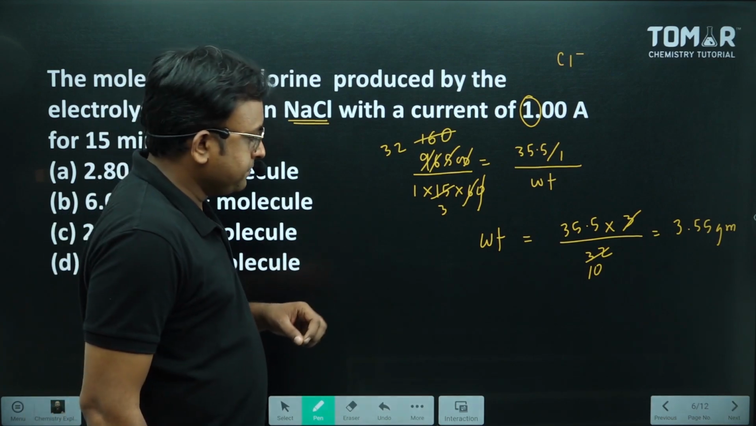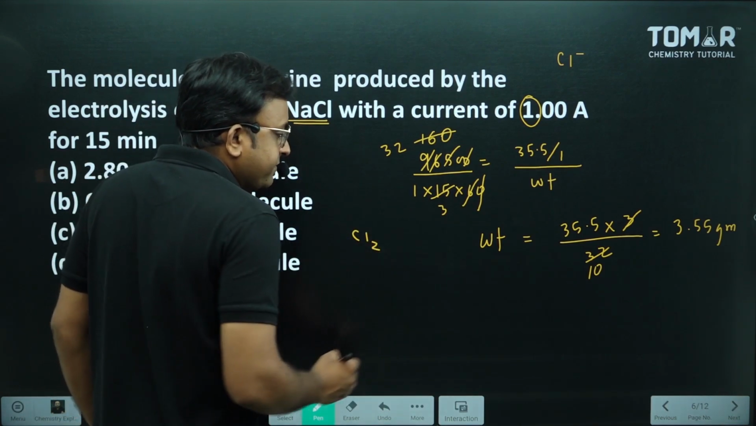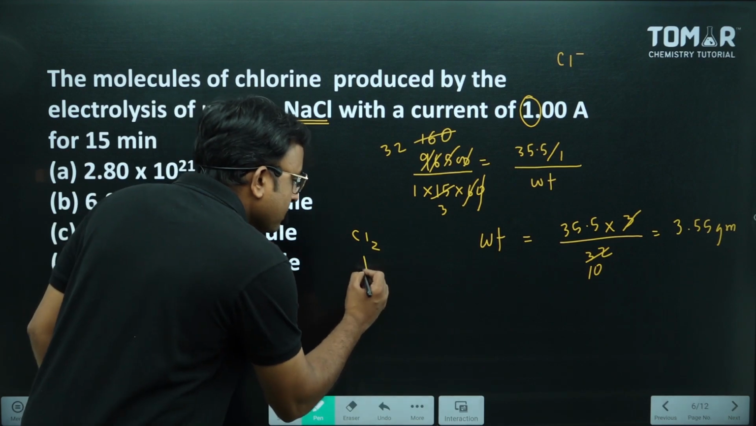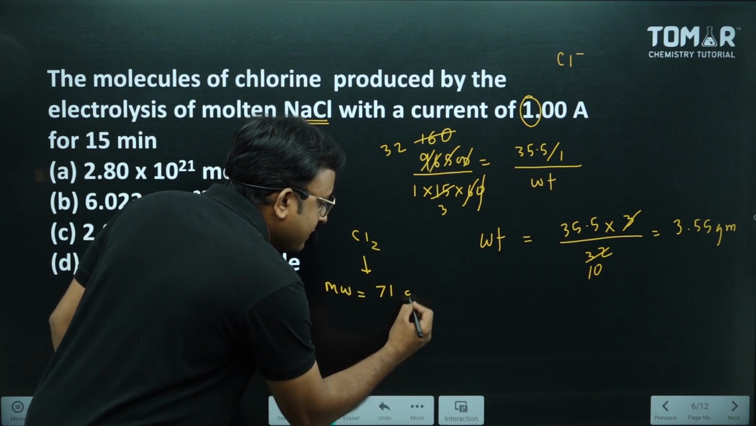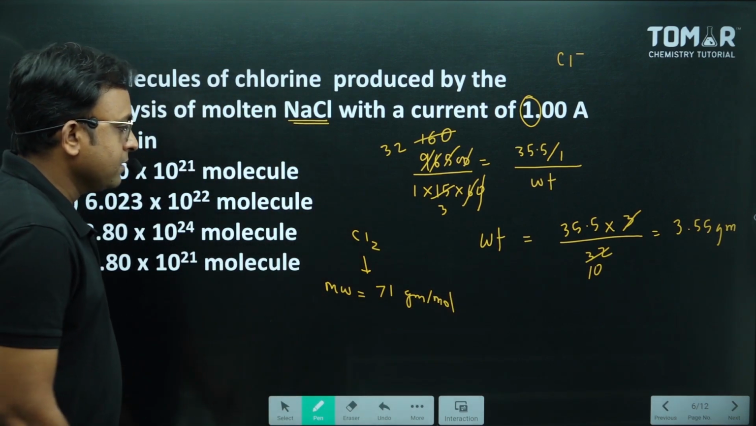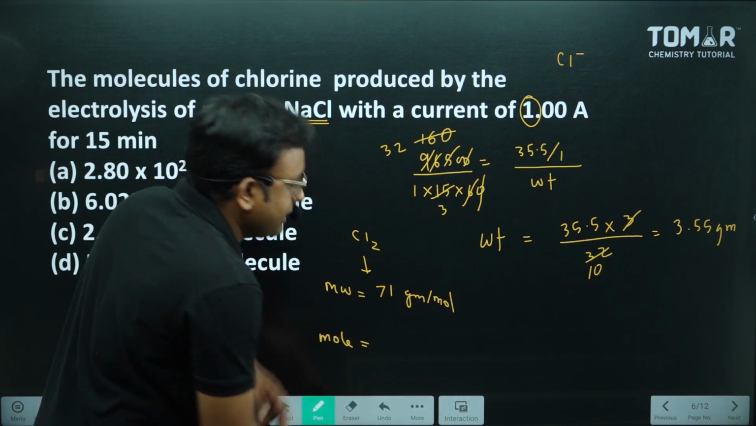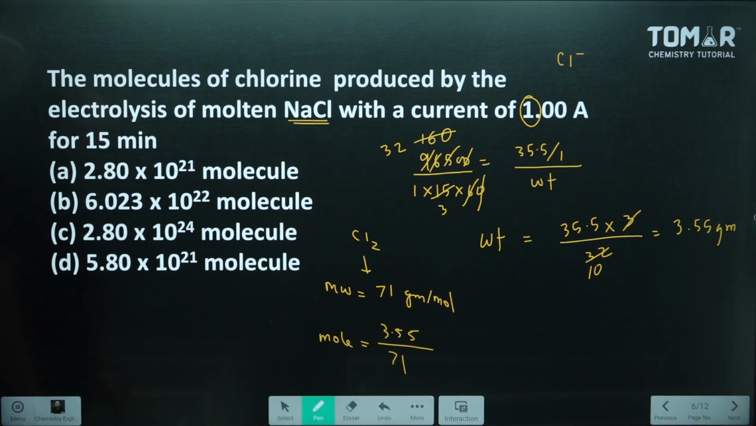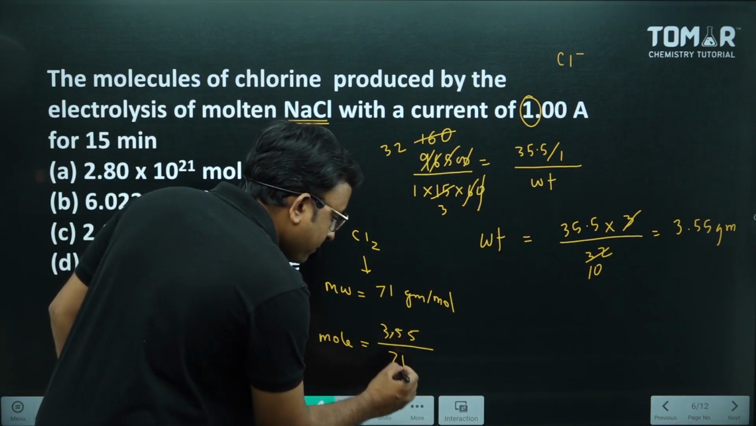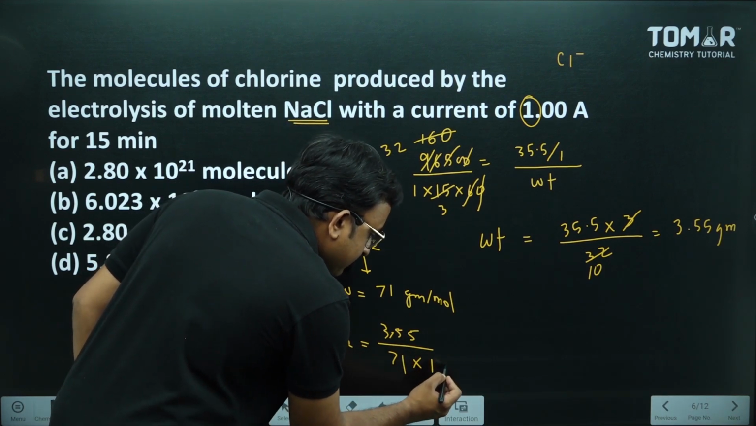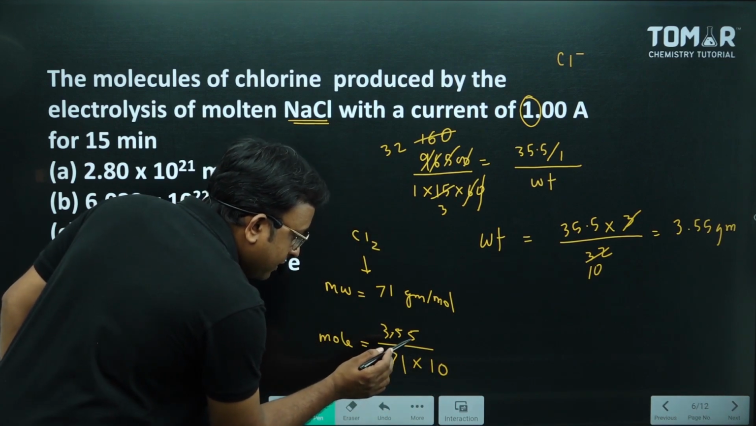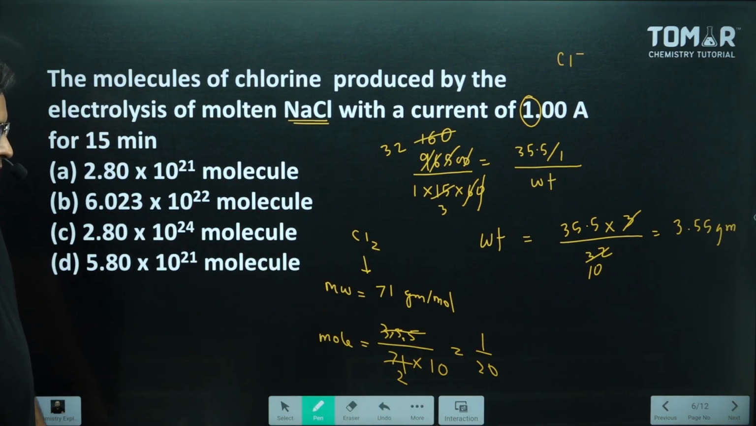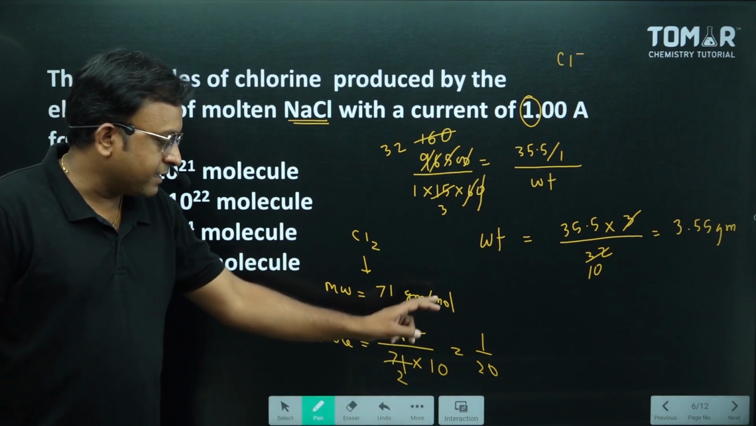Now, during the electrolysis, chlorine is released in the form of Cl2, chlorine molecule. Weight is 3.55 gram. Molecular weight of chlorine is 71 gram per mole. So, mole is weight upon molecular weight, 3.55 divided by 71. This point will become 10. This 1, 2, that is equal to 1 by 20. The mole of chlorine is 1 by 20.